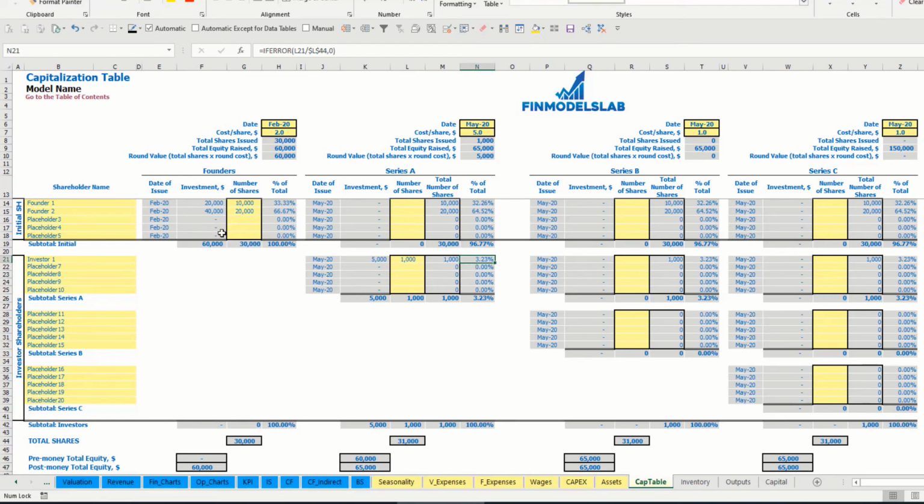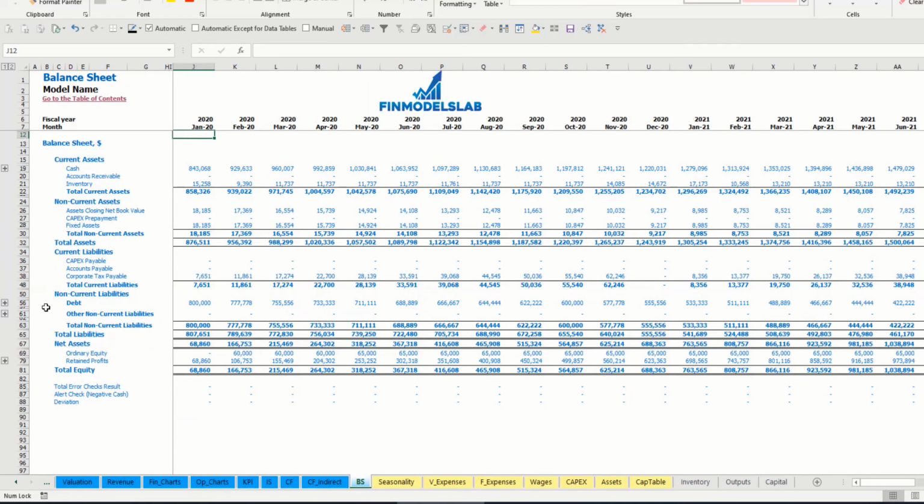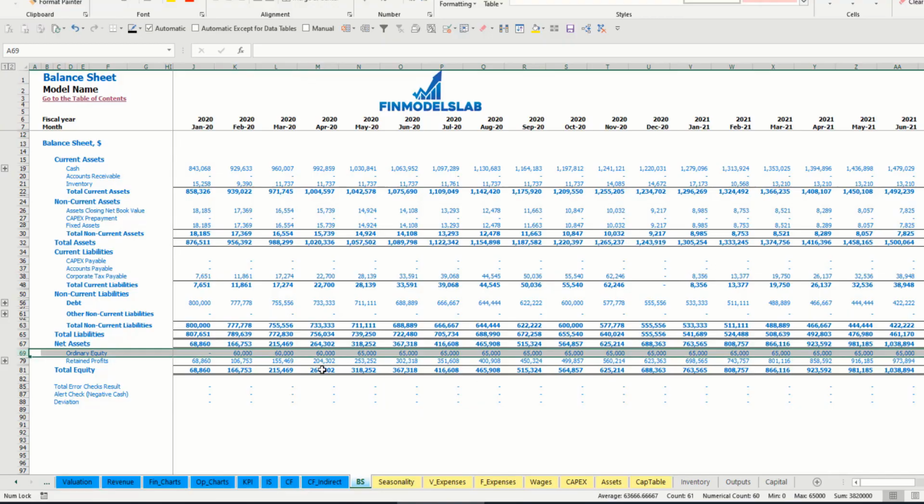3.23% of shares, and the shares of founder 1 and founder 2 are also diluted, 32.26 and 46.52%. You can also input some amounts for Series B and Series C. The same way you can set up the date, cost of share, and up to 5 investors, up to 5 placeholders for number of shares. The amounts of funding you may see in the cash flow, in the ordinary equity raisings, and you may see the balance sheet, which shows you the total equity by months.